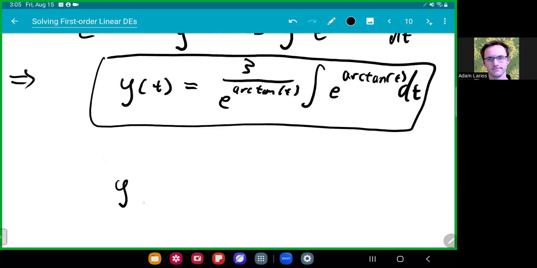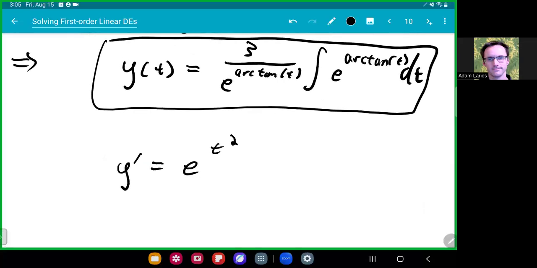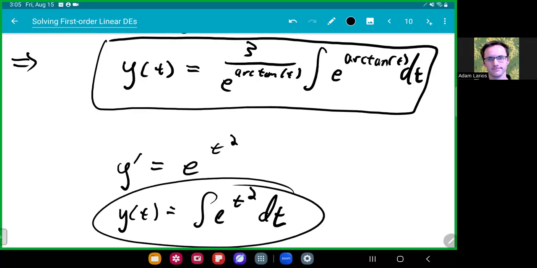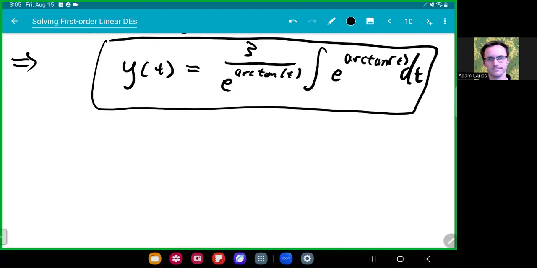Notice if you have something, for instance, the same kind of thing happens in Calc 3. If you want to integrate e to the t squared, there's no nice closed form for this. The best you can really say here is that y of t is the integral of e to the t squared dt. That's it. There's no further simplification that can be done to integrate this function. So sometimes in differential equations, and even in Calc 2, we have to get used to this idea of leaving functions in a form involving an integral somehow. But that's how the integrating factor technique works.